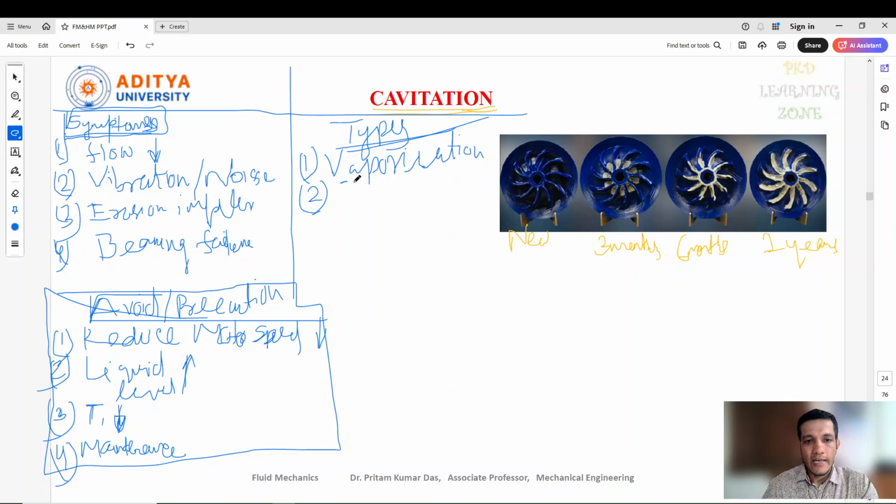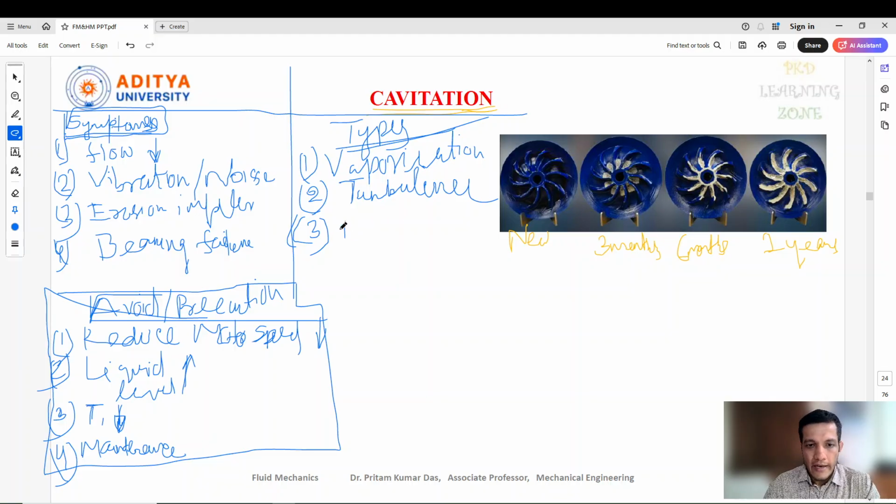Next is turbulence cavitation. When the flow is at turbulent speed, with high speed, there is a chance that the pressure difference will be there in different zones. So that is one cavitation formation.